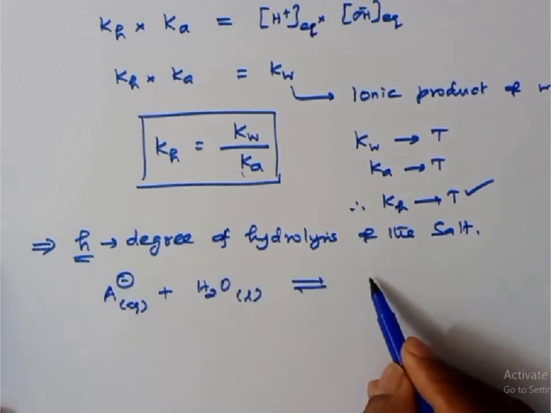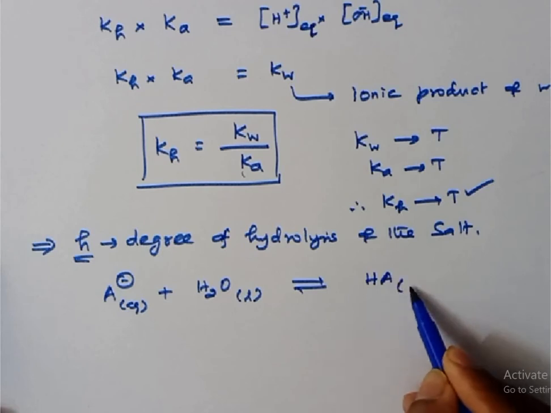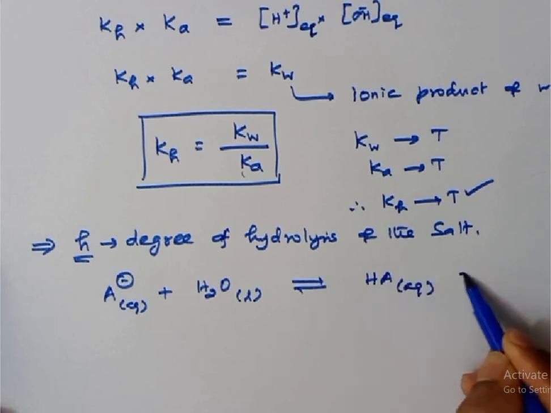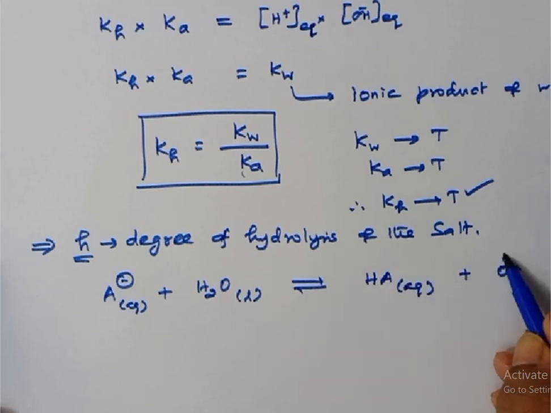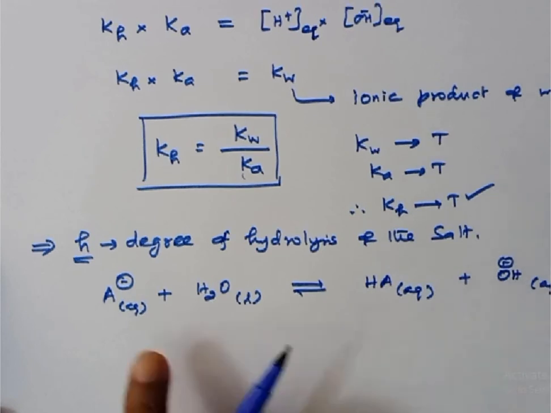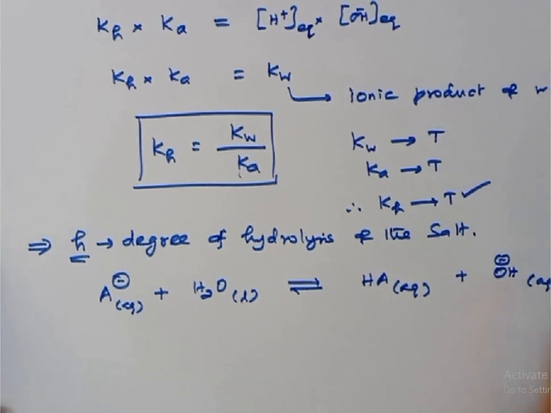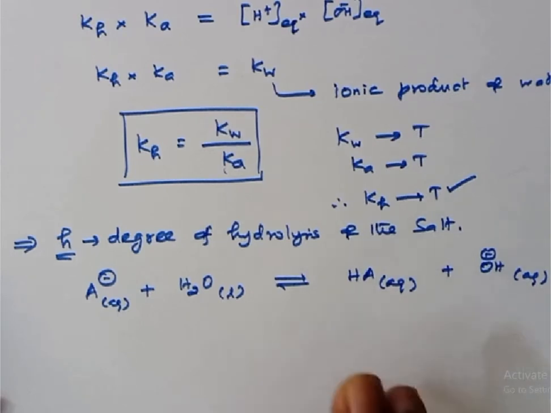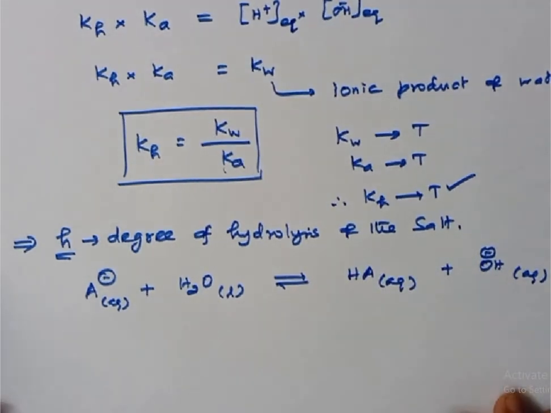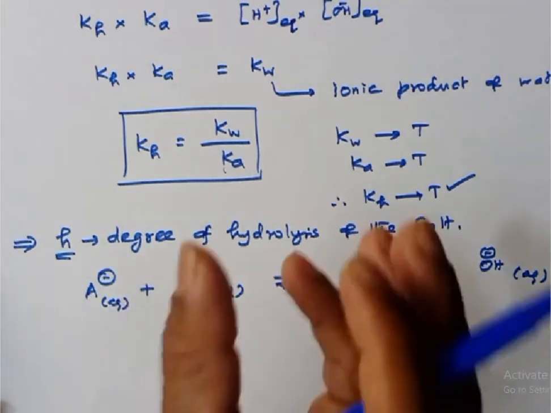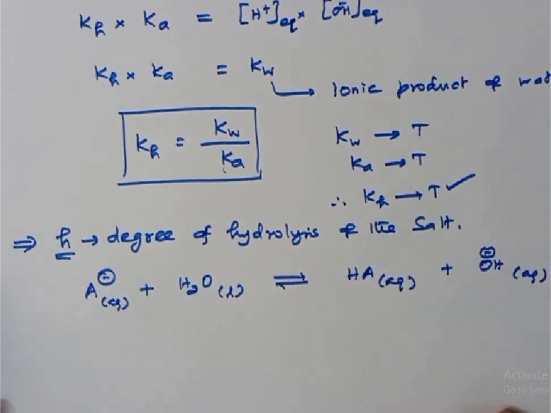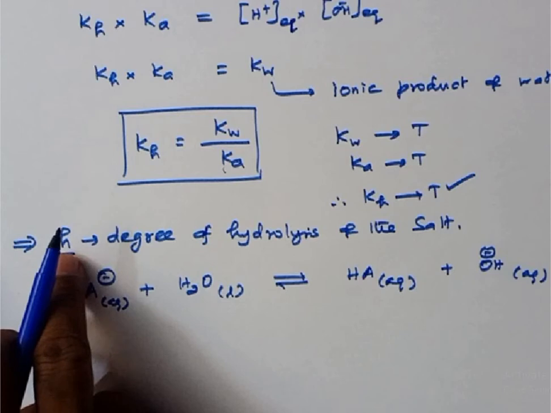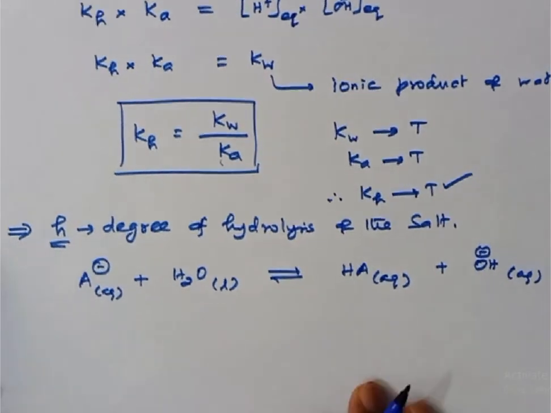Okay, form a weak acid HA (aq) and OH minus ion (aq). Since this reaction produces hydroxide ion, the solution becomes basic, very simple. So pH should be greater than 7. Now, how to find the exact value of the pH? And how to find the value of degree of hydrolysis? So that's what we are going to do now.